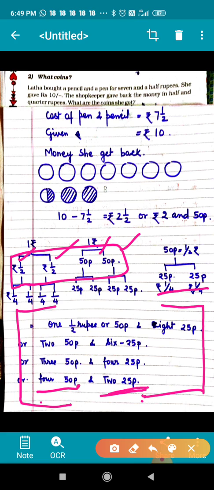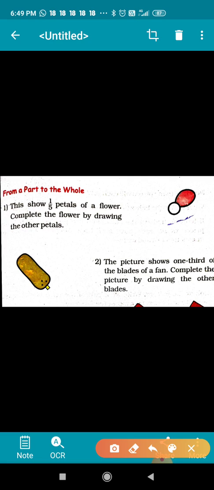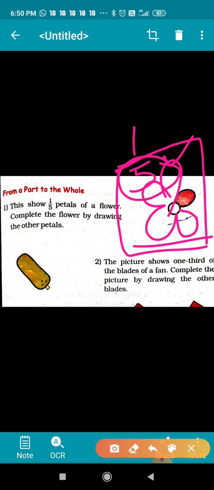Okay, hope you all have understood, right? Now let us do the next sum. In this sum you have to draw a whole picture from a given part. Okay, here this picture shows 1/5 of a petal. 1/5 of a petal means out of 5 petals, 1 petal is drawn. So complete the flower. How many petals will you draw? Obviously you will draw 4 petals to complete the flower. Okay, so your diagram is complete.